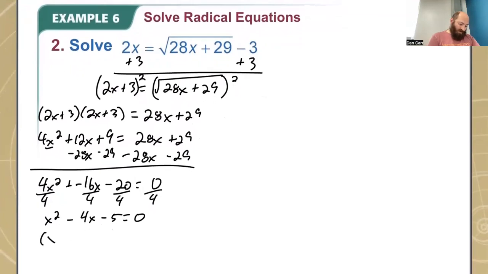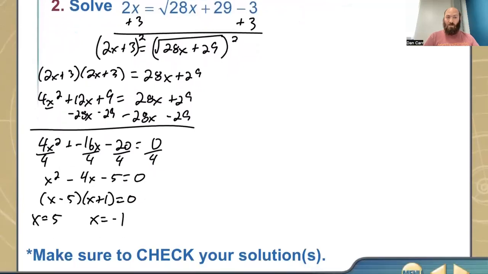And now I can do some factoring. So I've got x minus 5, x plus 1 equal to 0. Use our zero product property, and I'll end up getting x equals 5, x equals negative 1. As before, we want to make sure that we do have 2 answers that work. So I'm going to plug both of those back into the original problem. We need to check our solutions.